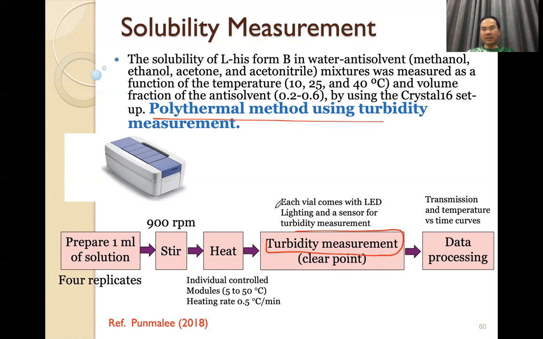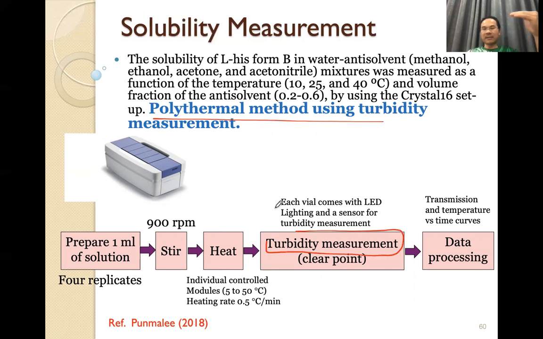If there is some solid in the solution, we have some turbidity. If all the solid dissolves, that means there is no solid in the solution. The turbidity shows the clear point. We get the clear point, and then you can determine the temperature at the clear point. That point means the solubility. At this point, the solubility. This is the technique to measure by polythermal method.